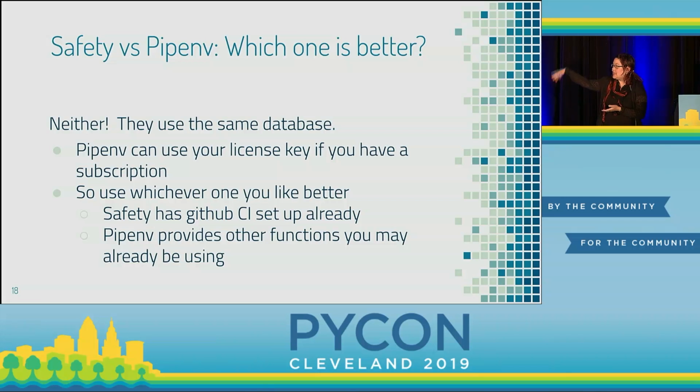Safety's got this nice GitHub CI. Pipenv's got other stuff that you might already be using, so it might be easier to integrate with. But seriously, use one of them. It's amazing to me how many security vulnerabilities we have that are just, we never upgraded this because we didn't think of it.